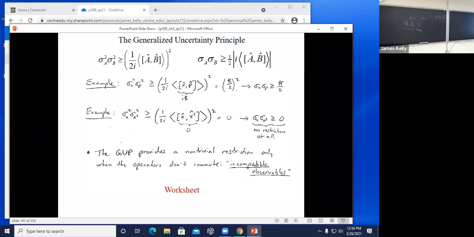I don't know if you heard, but we're working on the first worksheet that's posted under today's date on the website.